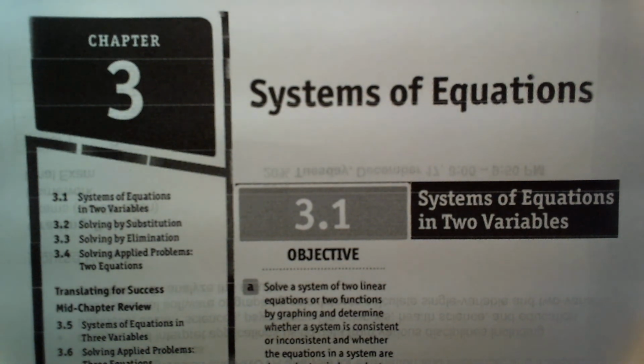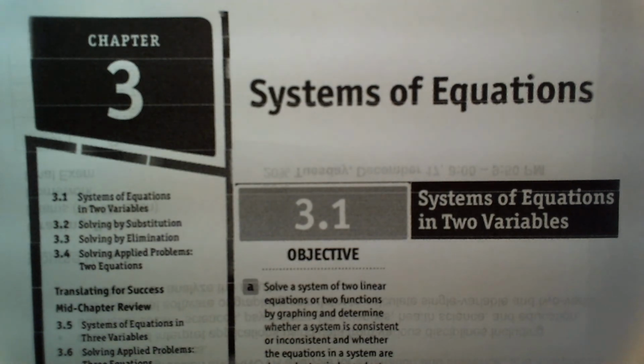This is Math 120, Chapter 3, Systems of Equations. The first 4 sections of Chapter 3 deal with systems of equations in 2 variables, and then the last 3 sections will be about systems of equations in more than 2 variables.